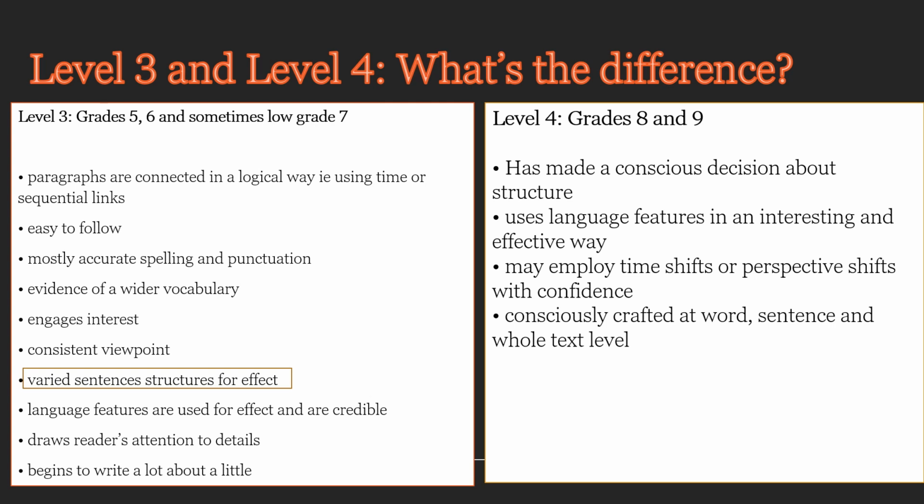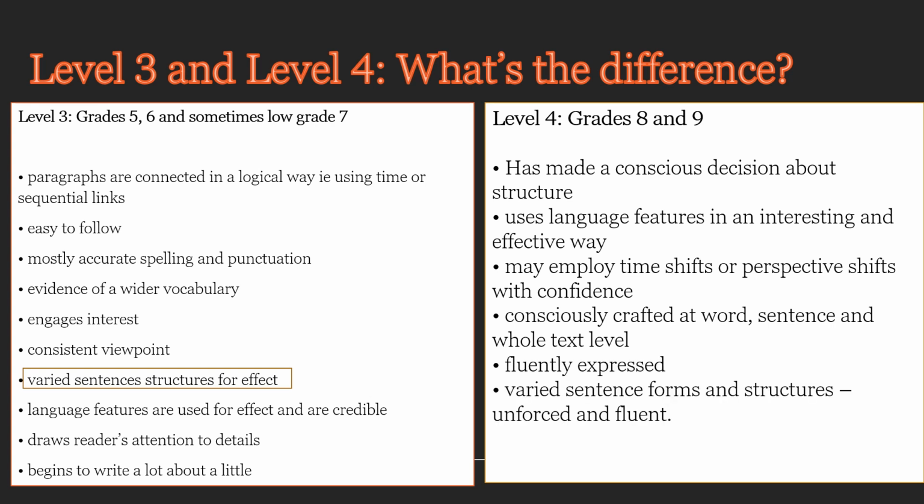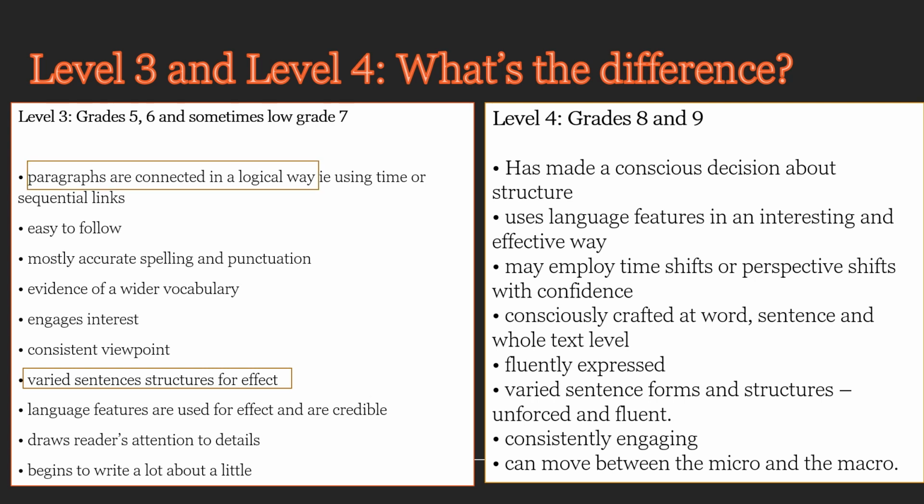The words that you use and the sentences that you're using are going to be consciously crafted throughout. Every word thought for a particular purpose. It's going to be really fluent. It's going to be varied sentences that feel unforced and like they're meant to be there. And it's going to be consistently engaging and can move between tiny things, describing a leaf, to really big things, describing the sky. So what's the difference between them?